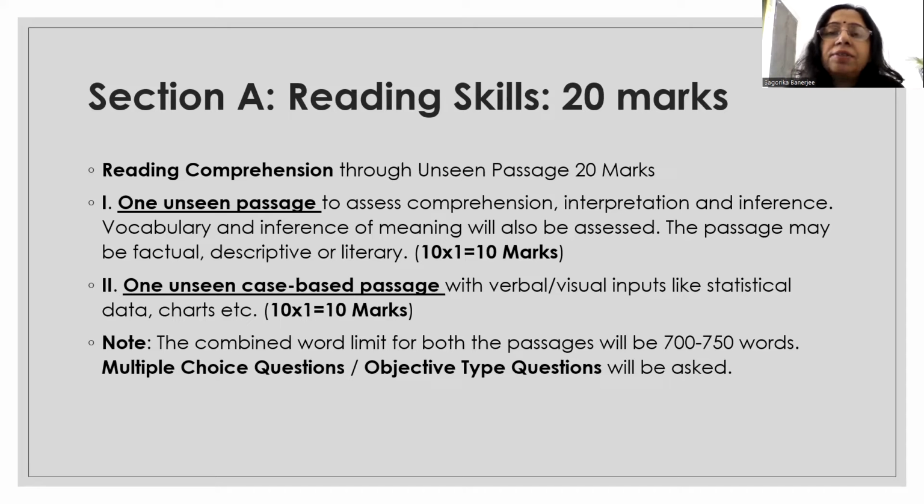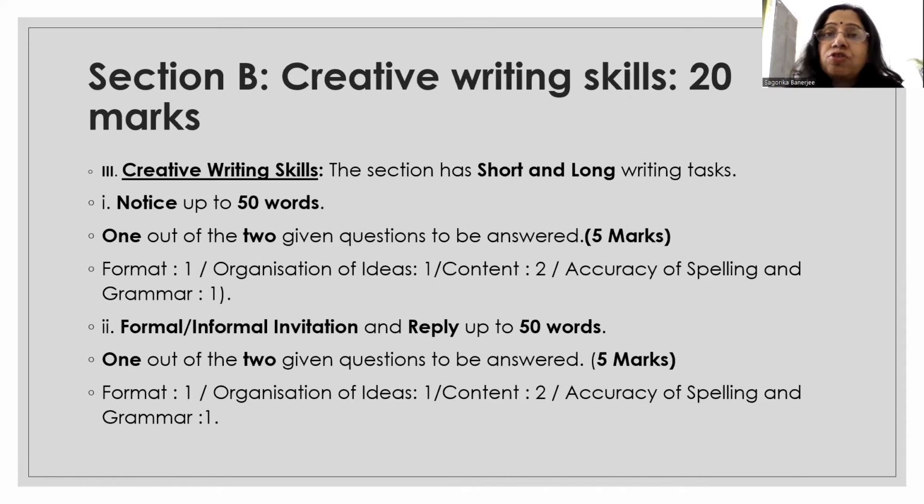So here I have discussed question number 1 and 2. And this is the total reading section, to check the reading skill of the students in section A. Now coming to section B, this will be creative writing skills. In this section, we will be doing creative writing work like short type questions and long type questions, and this section is also of 20 marks.